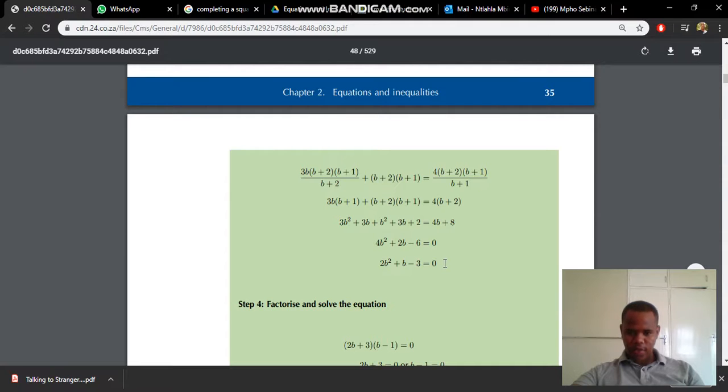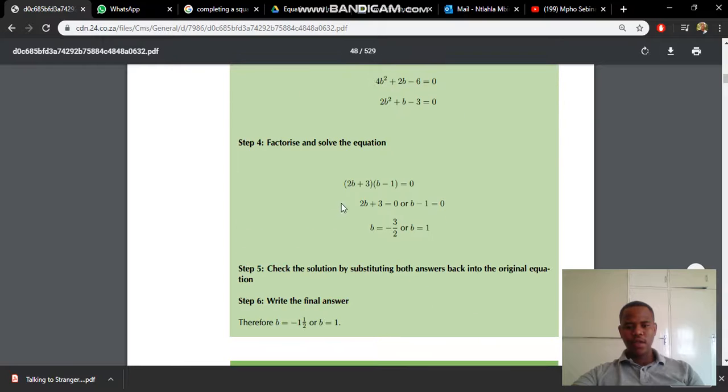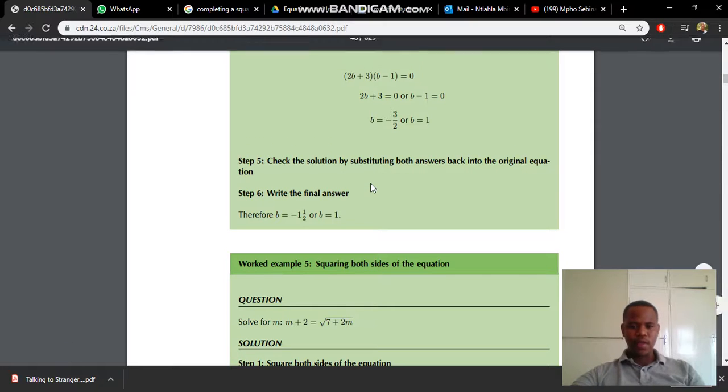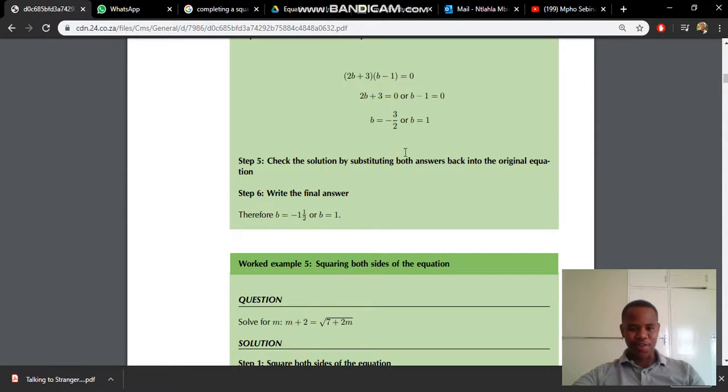Now, this is in a quadratic form. You can factorize, find your factors, set each equal to 0, and find your values. You then have to check your values, right? And you find that b is equal to that. It works for both of them in this case. I didn't check it for you, and neither did the book. Yes, then that's what we have.